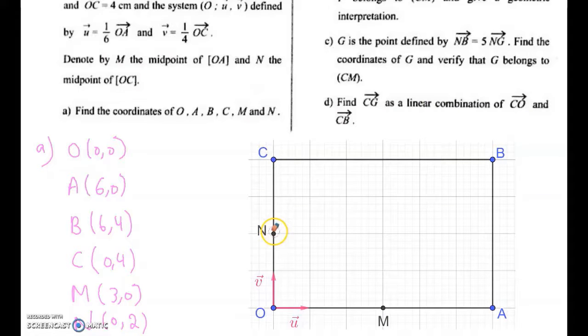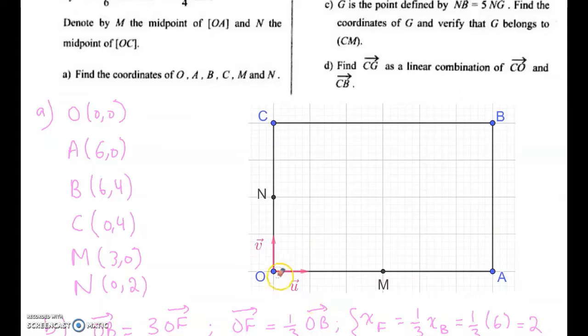Part A, find the coordinates of O, A, B, C, M and N. So, it's very easy. O is the origin, so it's simply 0, 0. A is the point here. Now, this is 1, this is 2, M is at 3, this is 4, 5, and this is 6. So, A is 6, 0.